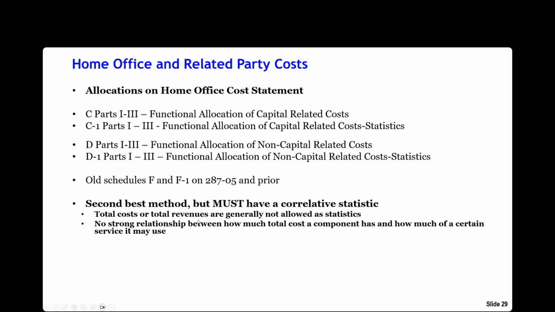There could be situations where revenue might really show how much of that particular service was driven and needs to be allocated to each of the different components. But again, generally total revenues doesn't really work. It shows the size of the providers, but that might not mean they got that much of that particular service. So it's all about how strong that relationship is with that statistic. This is the old F and F-1 on the worksheet or on the old form set.